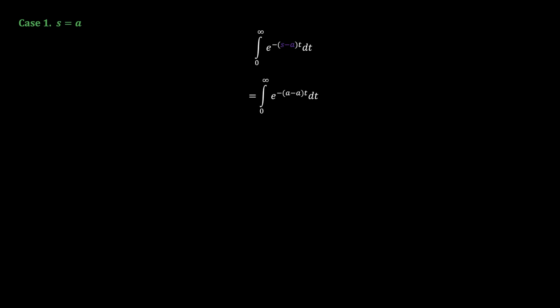And the purpose of this one, why I say it's the easiest one, well, it just gives me e to the 0. And so that means I'm just going to be integrating 1. And if I integrate 1, I get an answer of t. And those limits will be from 0 to infinity. So when I plug infinity into t, well, this is just going to diverge. It's going to go to infinity. That means the Laplace transform is not going to exist when s equals a. And we will say the integral diverges.